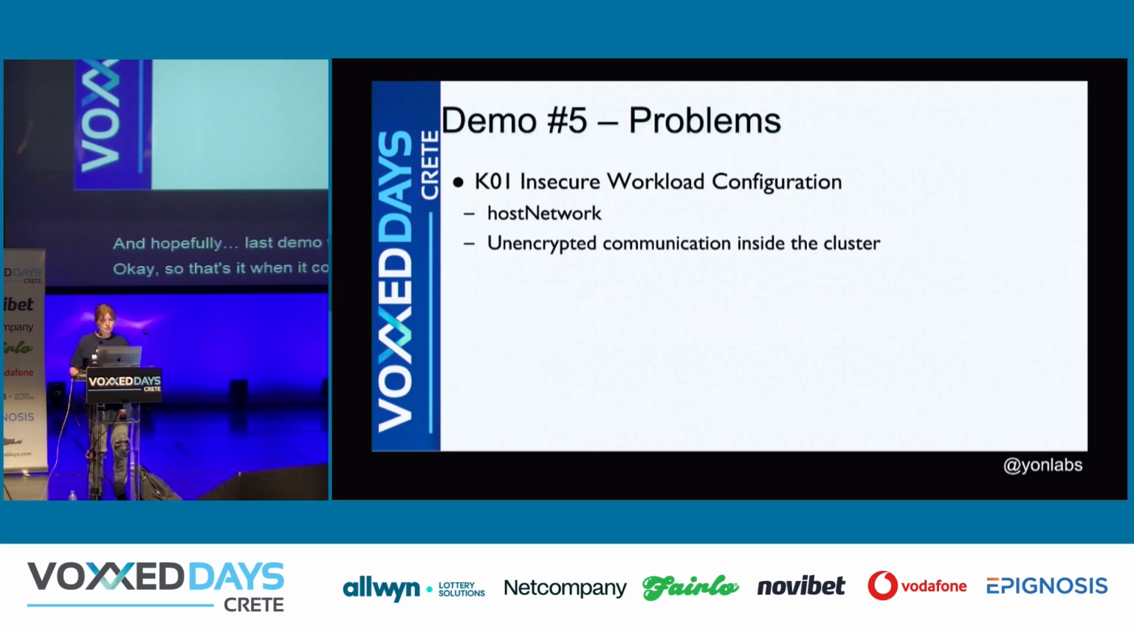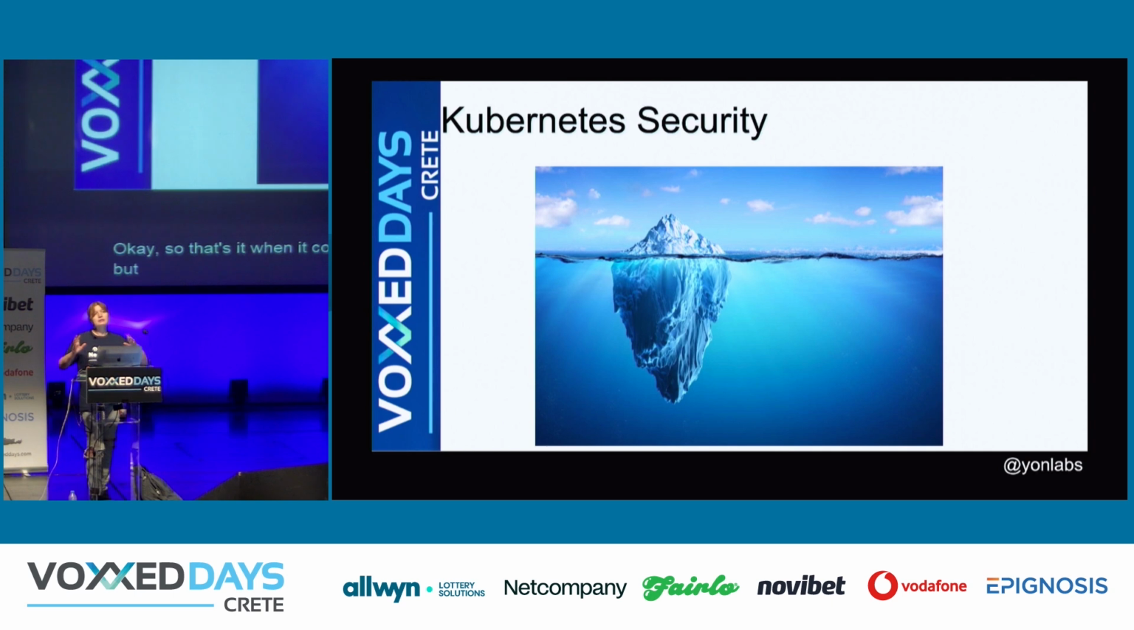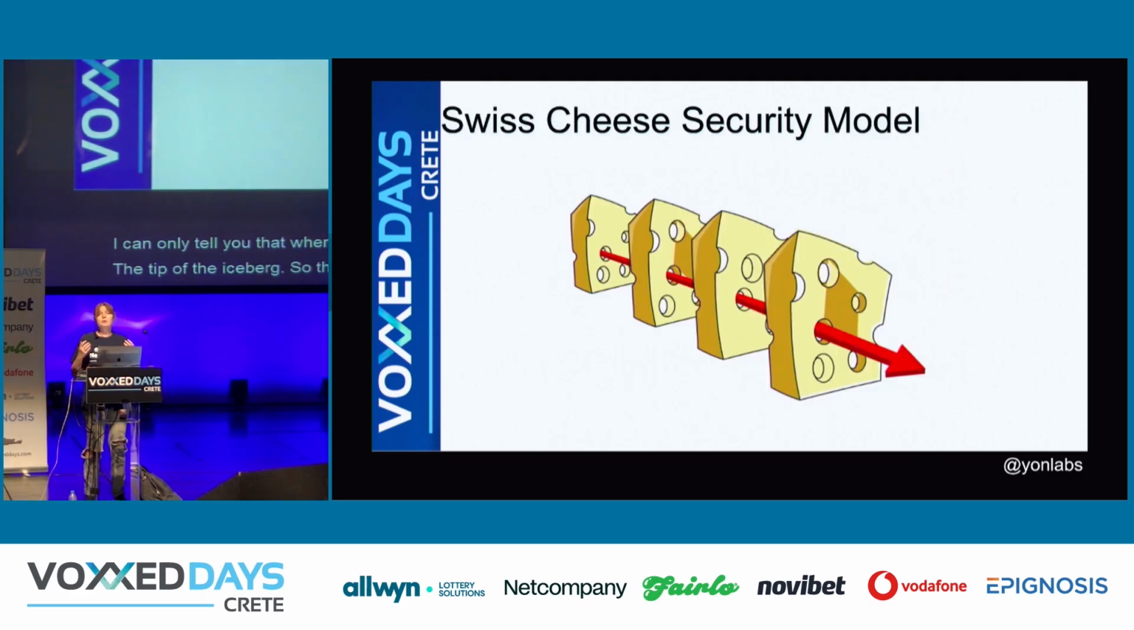I had 2 more of them prepared, pretty cool ones, but you need to wait. I can only tell you that when it comes to Kubernetes security, it was the tip of the iceberg. So there are more and more problems involved in Kubernetes security. We need to remember the Swiss cheese security model, where we have those different security layers configured, like stacking slices of cheese, in order for one layer to cover the holes in other layers.